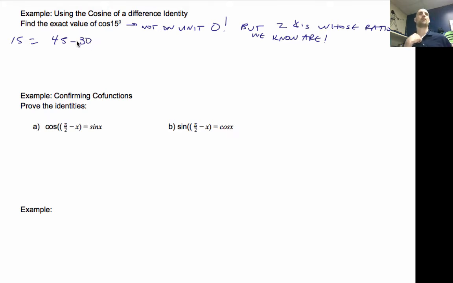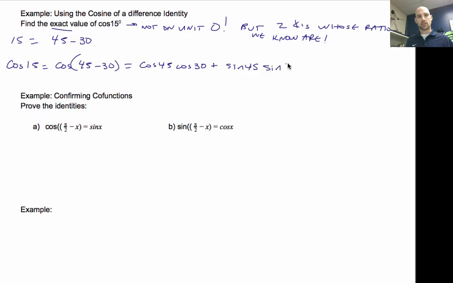Now you're kind of wondering, why would I do this? Why don't I just put it in my calculator? I want the exact value. So what I'm going to do is write the cosine of 15 as the cosine of 45 minus 30. Don't simplify it. Leave it like that. Using the sum and difference identity, we're going to be able to find the exact value by splitting this into the cosine of 45 times the cosine of 30. Remember, cosine is the opposite one, plus sine of 45 times the sine of 30.